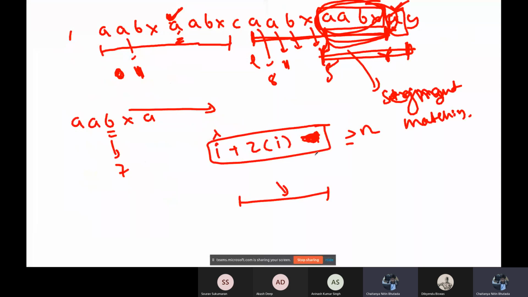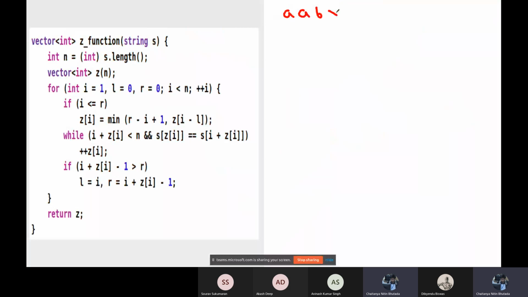AAPXA. Suppose a small example I am taking. I should take a bigger example only. AABX, AABX. That will be fine. BX, AABX. So here the value is 0. We put it directly. So now we put this segment matching as L equal to 0, R equal to 0 initially.